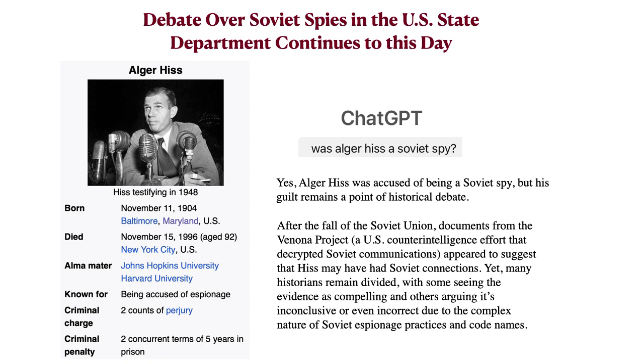A main figure here is Alger Hiss, who was ultimately convicted not of espionage, but rather of perjury, as often happens. After the downfall of the Soviet Union, a number of archives were opened up to public scrutiny, even by scholars from the West, particularly those on something called the Venona Project, which was about U.S. counterintelligence efforts. And a number of scholars came to the conclusion that the Venona papers showed that Alger Hiss was indeed a Soviet spy. Other scholars have cast doubt on this.